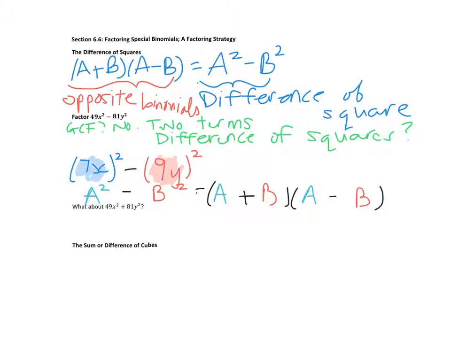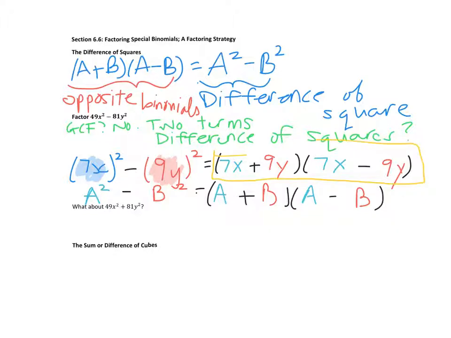So how this is going to factor our original one, in this case, our a is 7x, and our b is 9y. So this is our answer, 7x plus 9y times 7x minus 9y. And I'll put a box around that because that's your solution. That's how we factor 49x squared minus 81y squared.